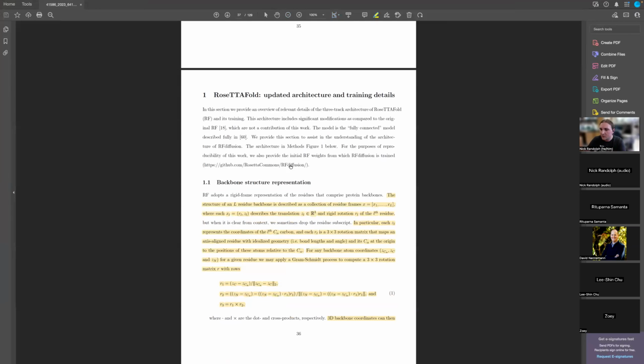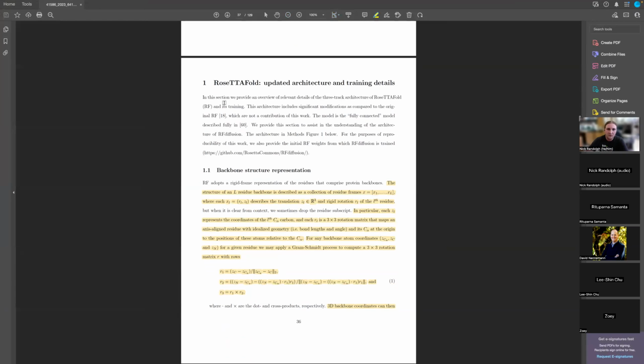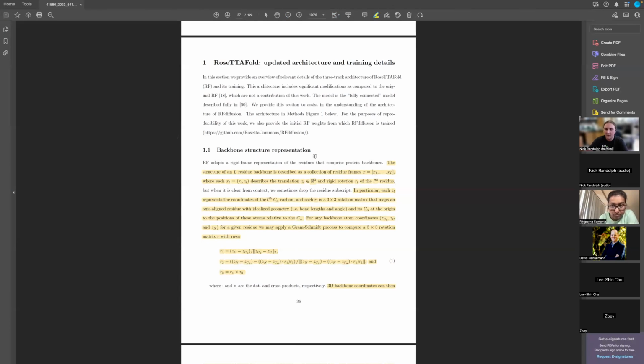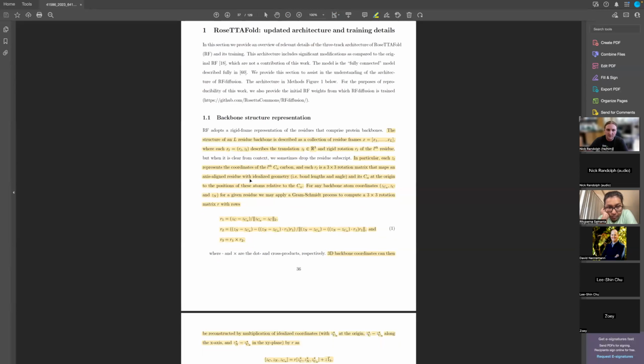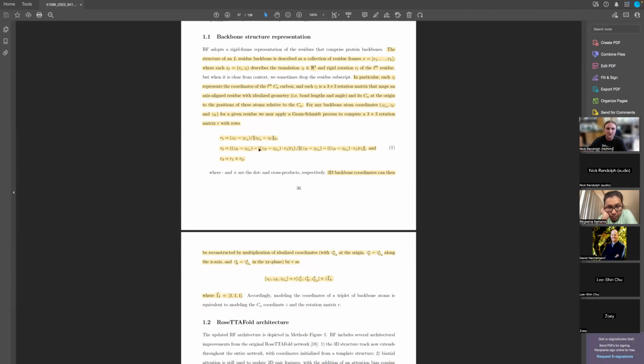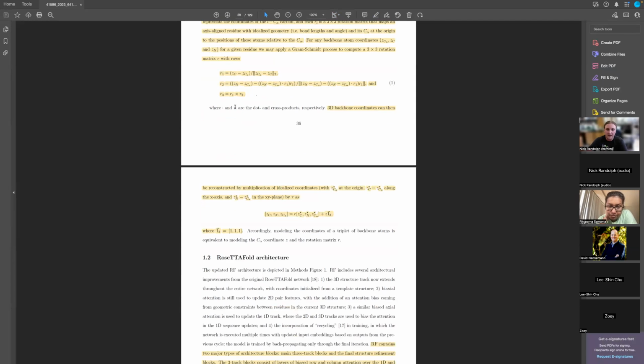Cool. So the first thing they do in this supplement is talk about RoseTTAFold, because this is very similar to how I set up my little overview. They talk about how RoseTTAFold is set up, represented, and how they train it. Like I mentioned, they start with a structure of L residues, and each of them corresponds with a translation vector and a rotation of that residue. And you can construct these using the Gram-Schmidt process. So this is that process and the formulas and equations you need to create that.